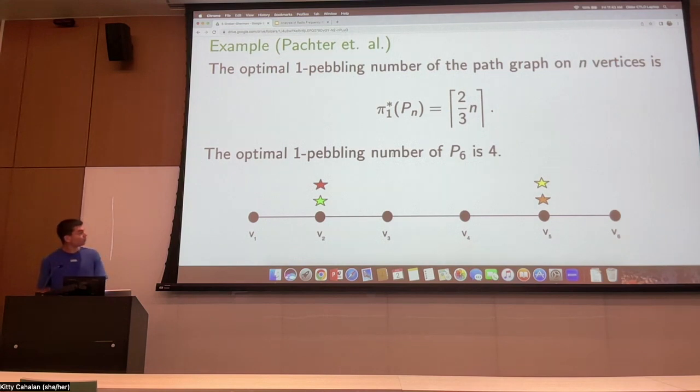The formula of ceiling 2/3 n, we got that because when you have a path, you could split it into chunks of 3, and each chunk of 3 would need 2 pebbles. So you get 2/3. But then the ceiling function is there because if the path doesn't divide evenly, you'll have remaining vertices outside, and each of those remaining vertices needs their own pebble.